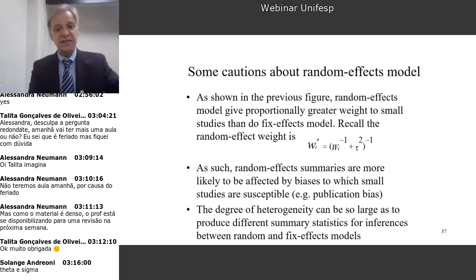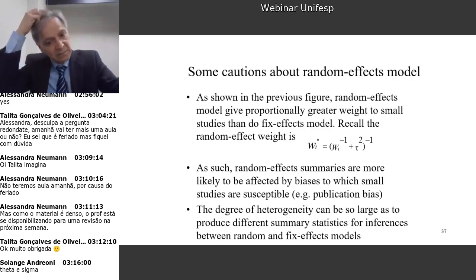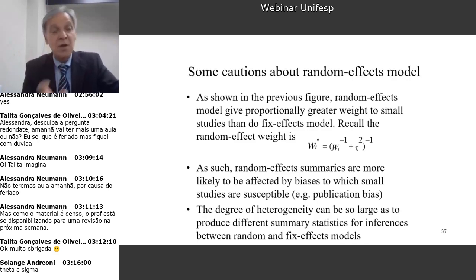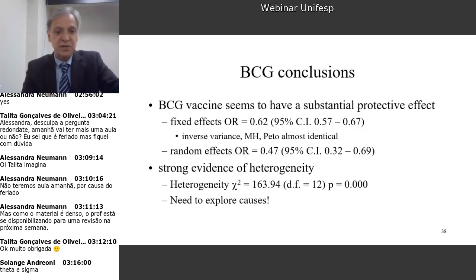The degree of heterogeneity can be so large as to produce different summary statistical inference between random and fixed effect. It is very true if your I-square or your Q's are very high, around 50%. So to be safe, you only do a fixed effect model if it's less than 20% heterogeneity, because then it doesn't matter if you do random or fixed effect, you're going to get the same average score, but the confidence interval will be different for the fixed effect averaging across studies and the random effect averaging across studies.